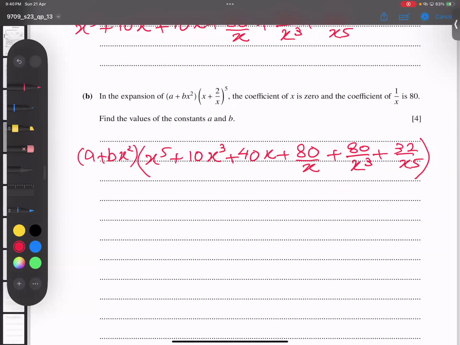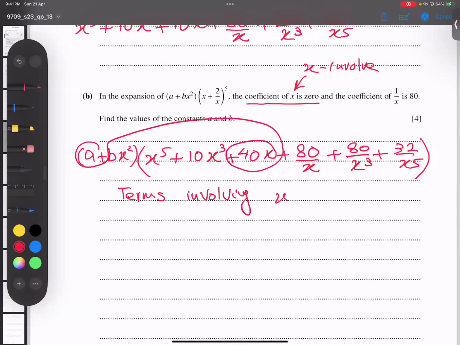And after this one, students, what is the next plan? Read the statement carefully. Coefficient of x is equal to 0. Coefficient of x, in those terms in which x is involved. So how to get x? So I'm writing here terms involving x. So students, a times 40x, I will get 40ax. I'm writing it here, 40ax. Okay, a times 2, this is done.